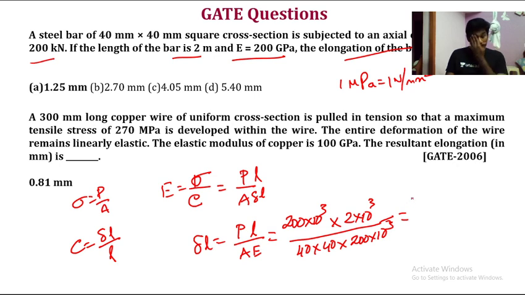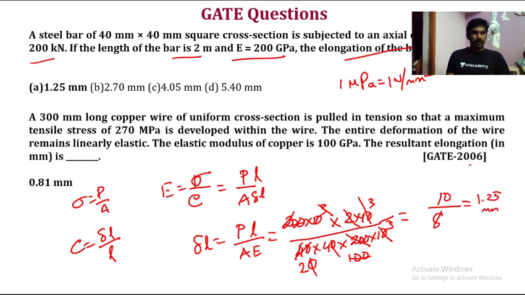Now substitute the values. 10 power 3, 10 power 3, this is 100, 20, so 10 by 8, that is equal to 1.25 mm. This is your answer.